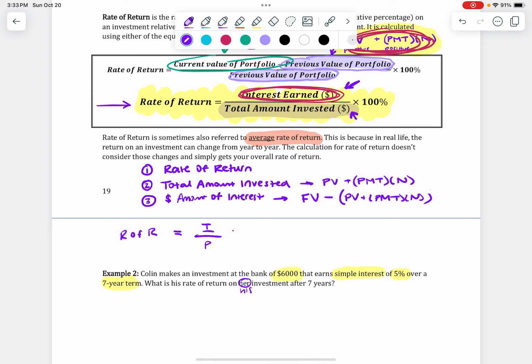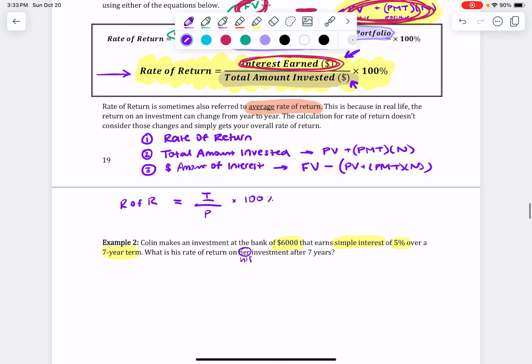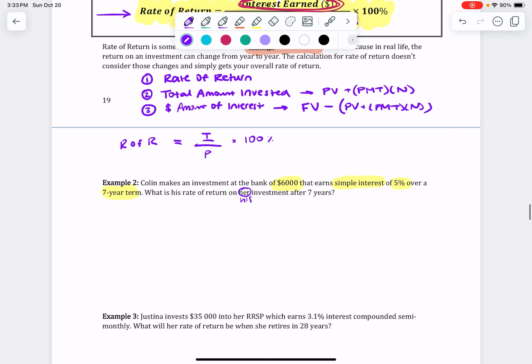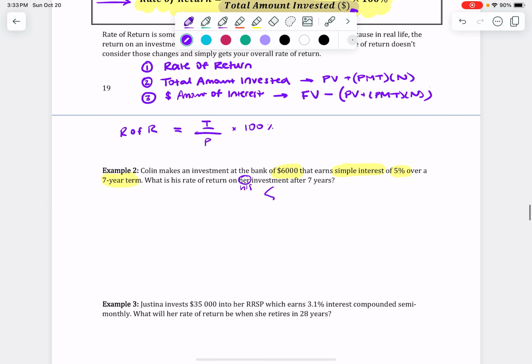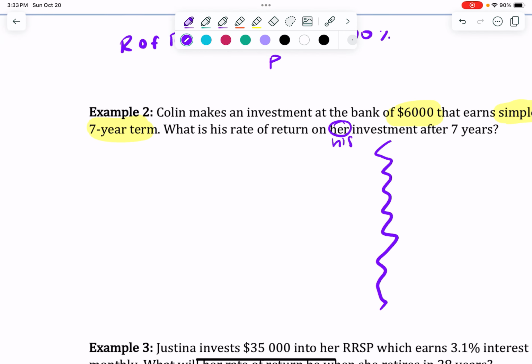So in this particular case, for simple interest, my rate of return is just simply my I value, my interest earned as a dollar value, over my principal times 100%. So, as I do this, I'm actually going to do this in two ways to talk about the different ways we can do it. So the first way is going to be that.